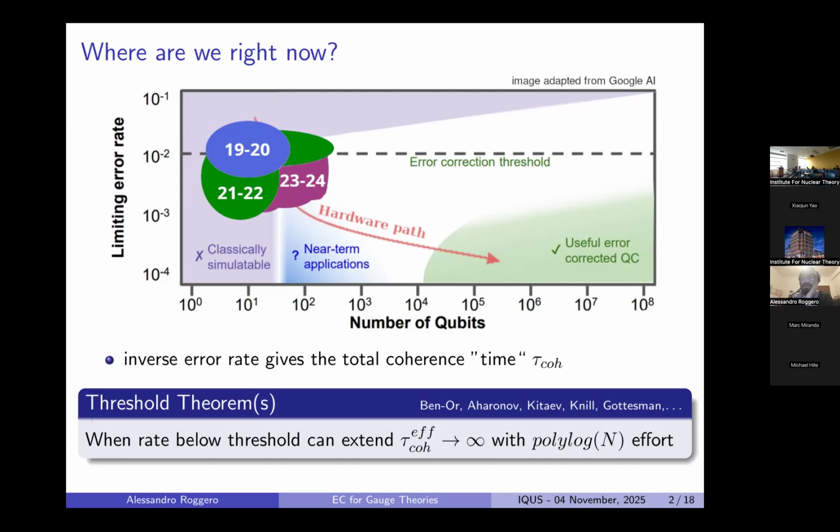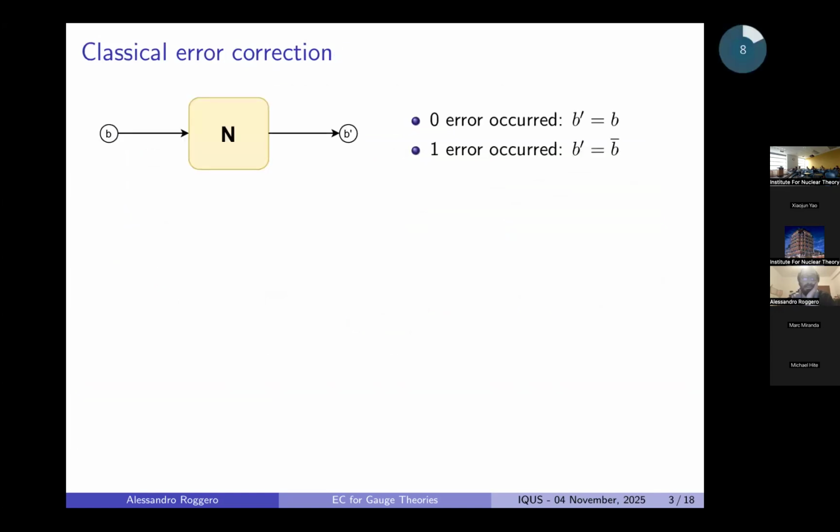Okay, so the point of what I want to try to do today is to show you that if one has a specific physical simulation in mind, we can design quantum error correcting codes that take advantage of the structure of the physical problem we want and try to reduce the actual physical requirements. Okay. So before getting there, let me just briefly remind you of classical error correction.